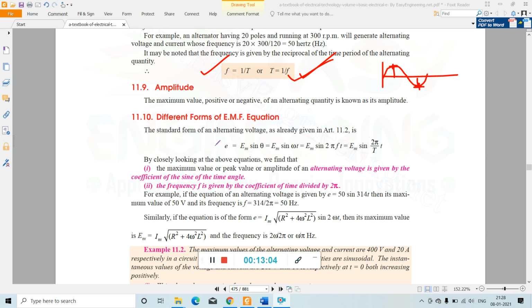Then I told you in the previous class also the different forms of the EMF equation. e is equal to Em sin theta, if it is EMF or alternating voltage. Here Em is the maximum or peak value of the voltage. Or it is represented as Em sin omega t. That is Em sin 2 pi f t, since in place of omega we can write 2 pi f. Or you can write Em sin 2 pi, and in place of f we can write 1 by T, 1 by time period, into t. These are the different forms of the EMF equation.